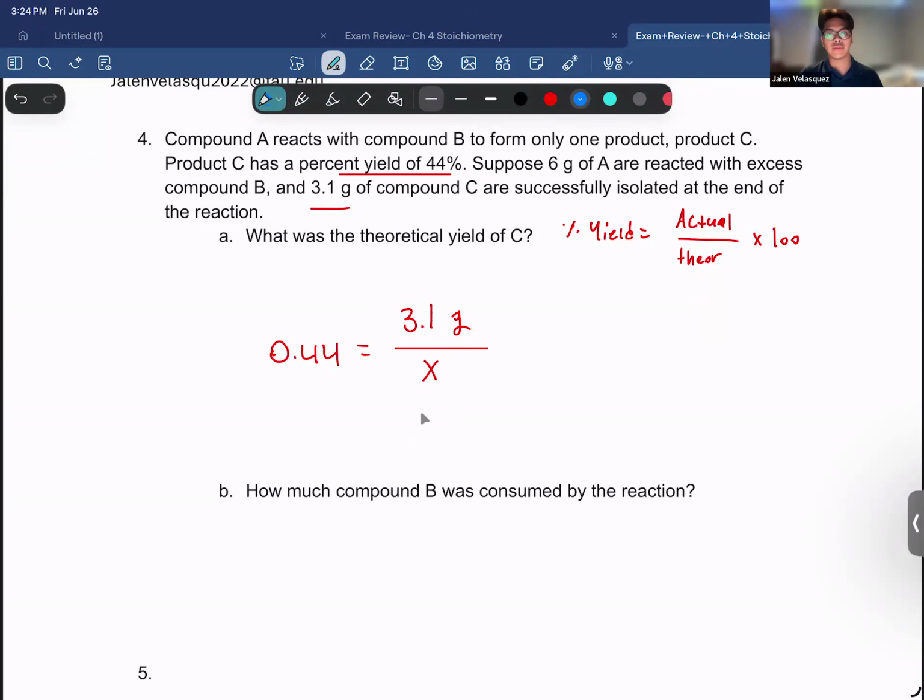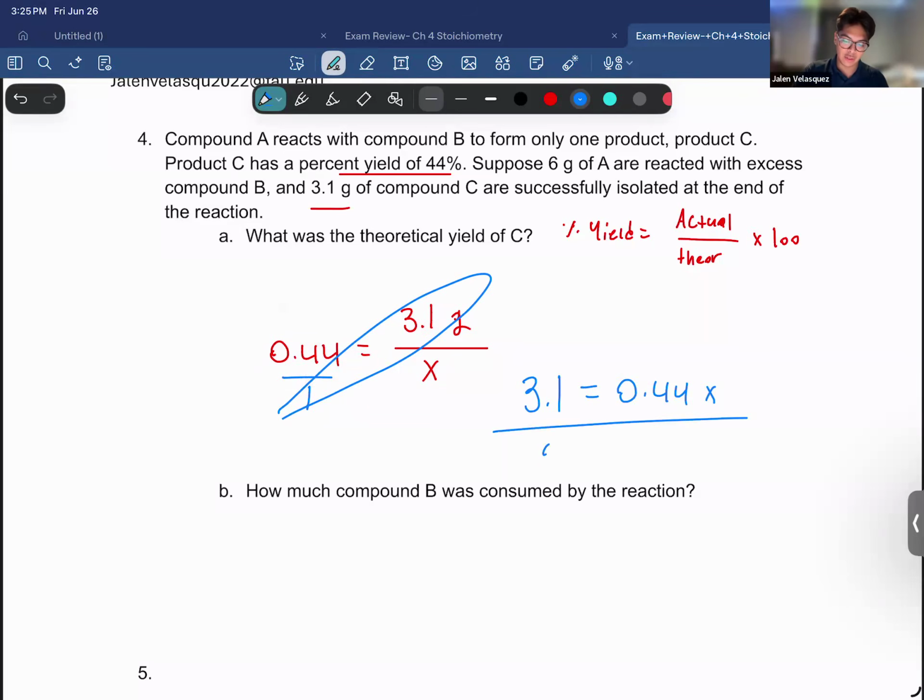Now we can just do a little bit of algebra to solve for X in the denominator of this equation. We can do some cross multiplication. So put the 0.44 over 1. You do 3.1 times 1, which is just 3.1. And that's equal to 0.44 times x, which is 0.44x. To solve for x, we divide both sides by 0.44.